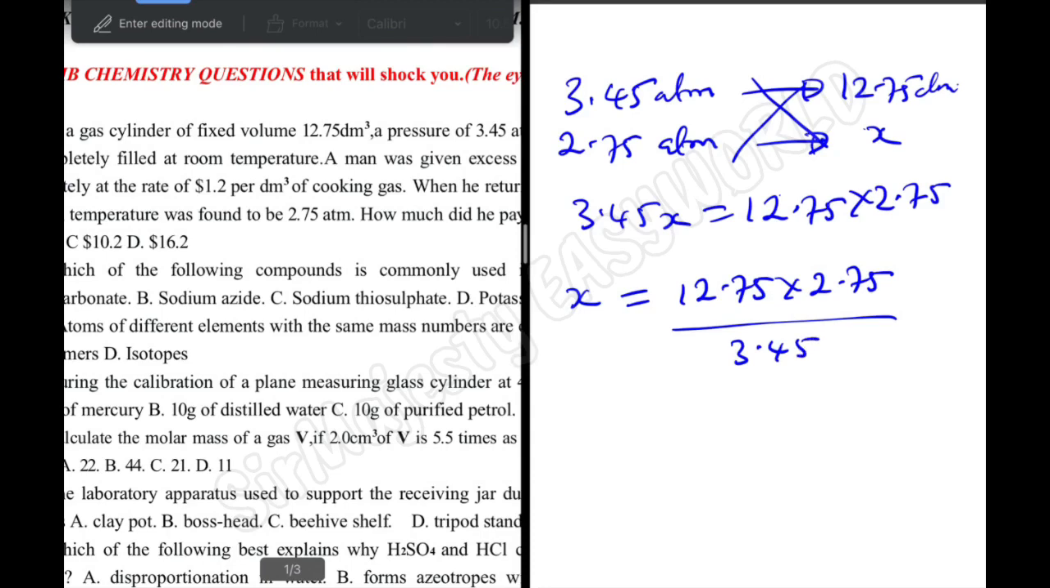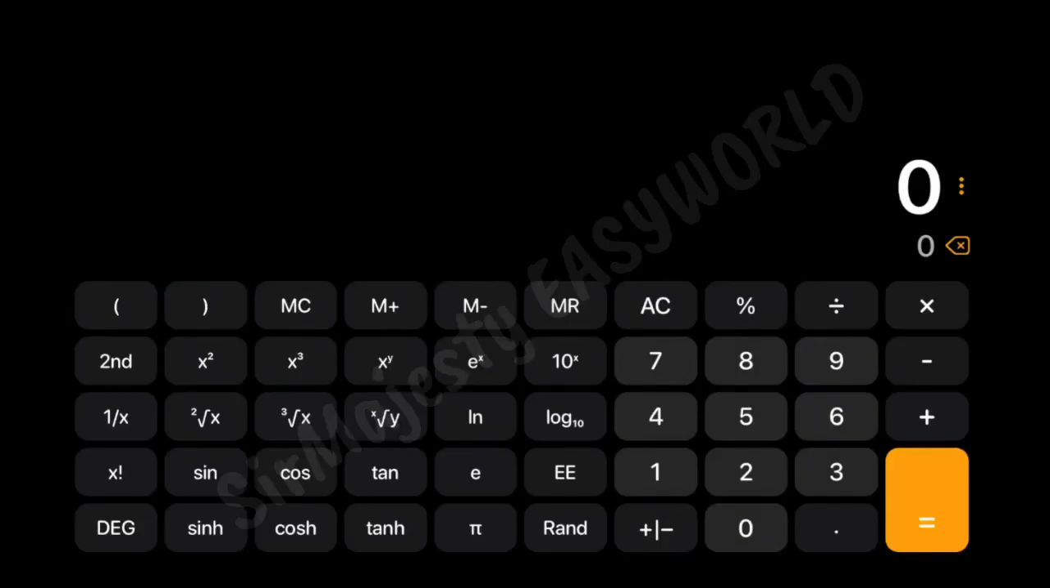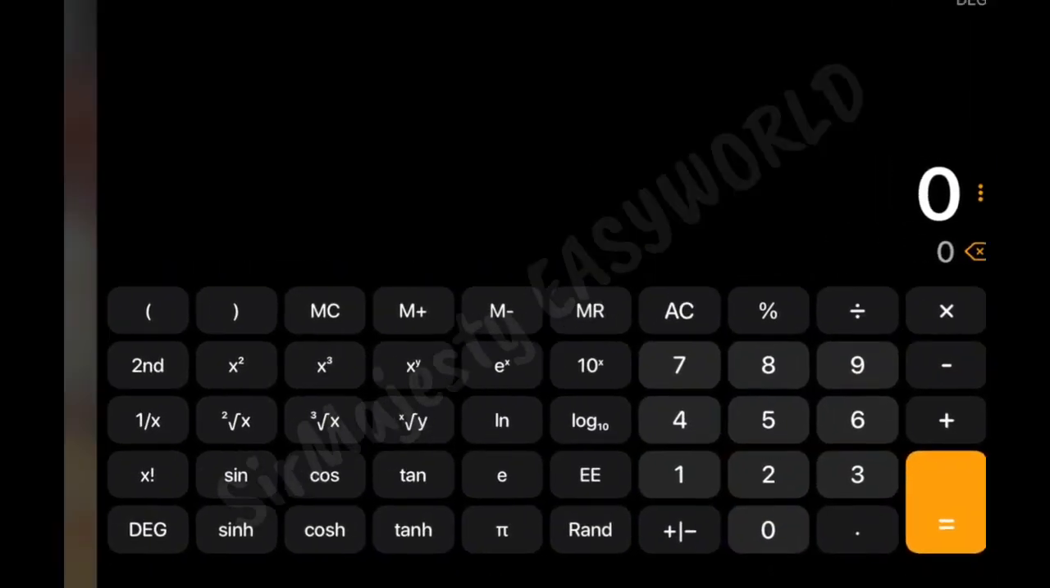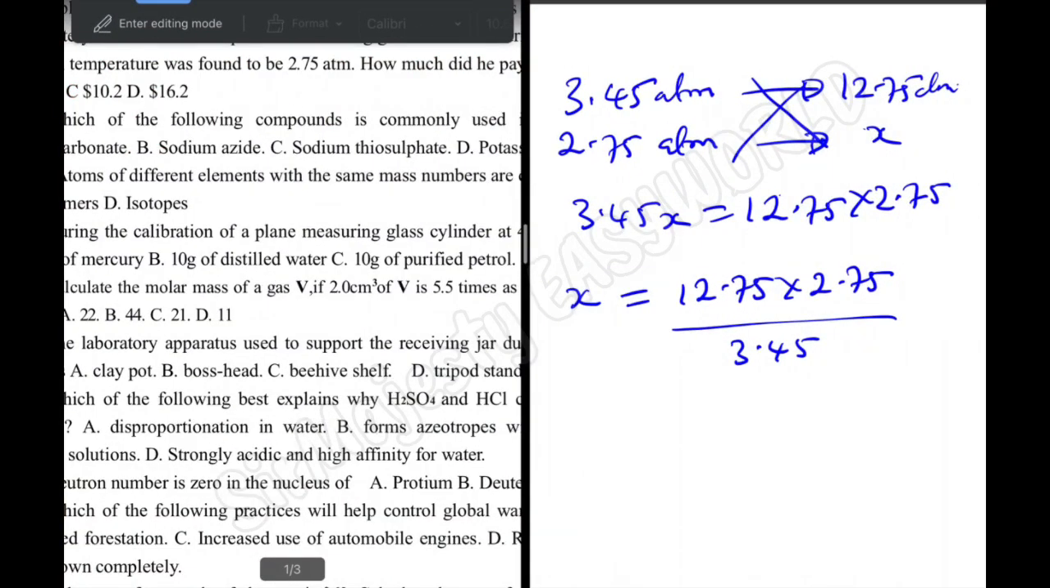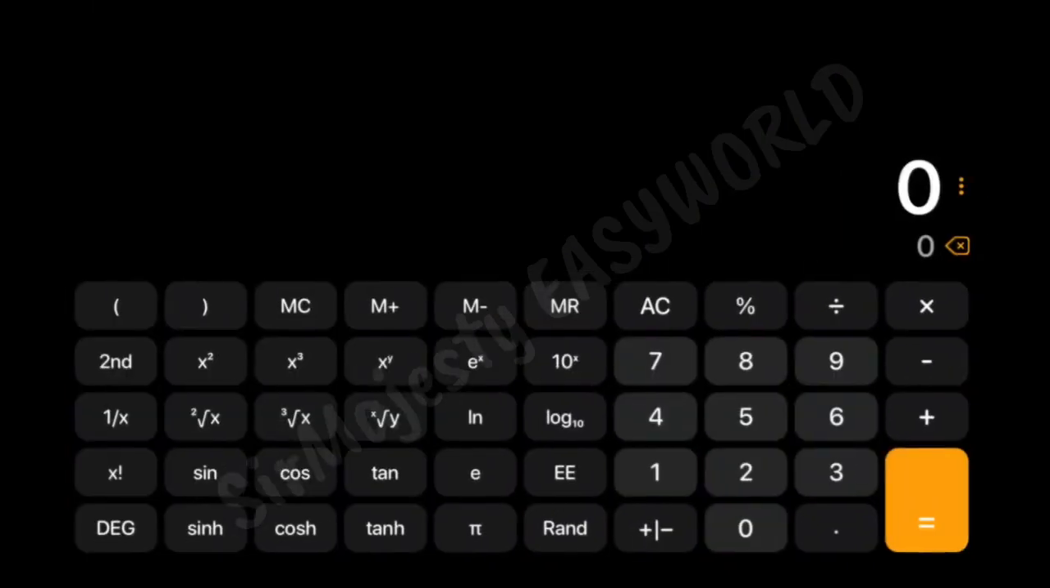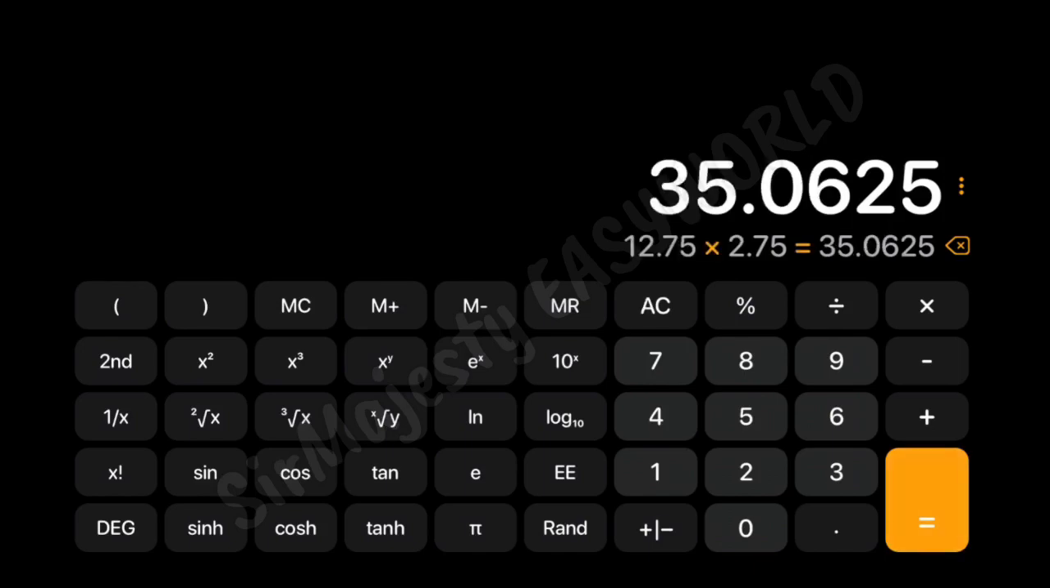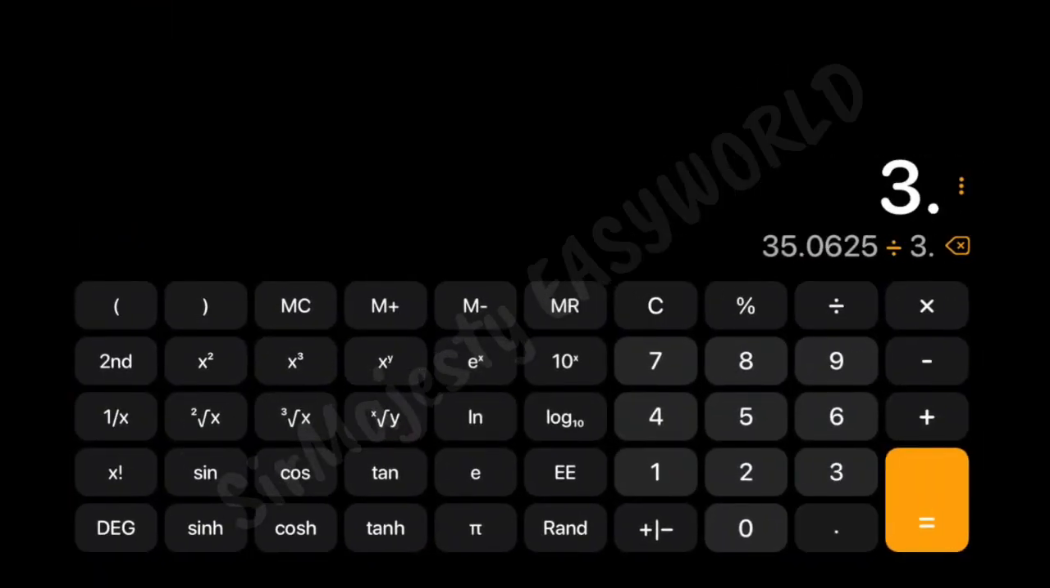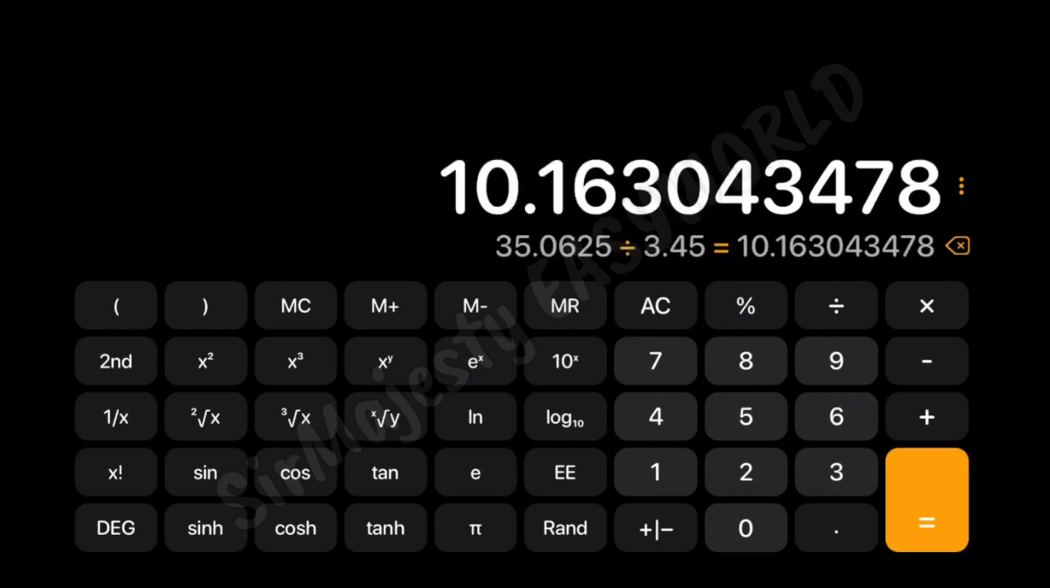So going to our calculator, we say 12.75 times 2.75, which gives us 35.06, then divided by 3.45, which will give us 10.163. So it was filled to a volume of 10.163 dm cube.